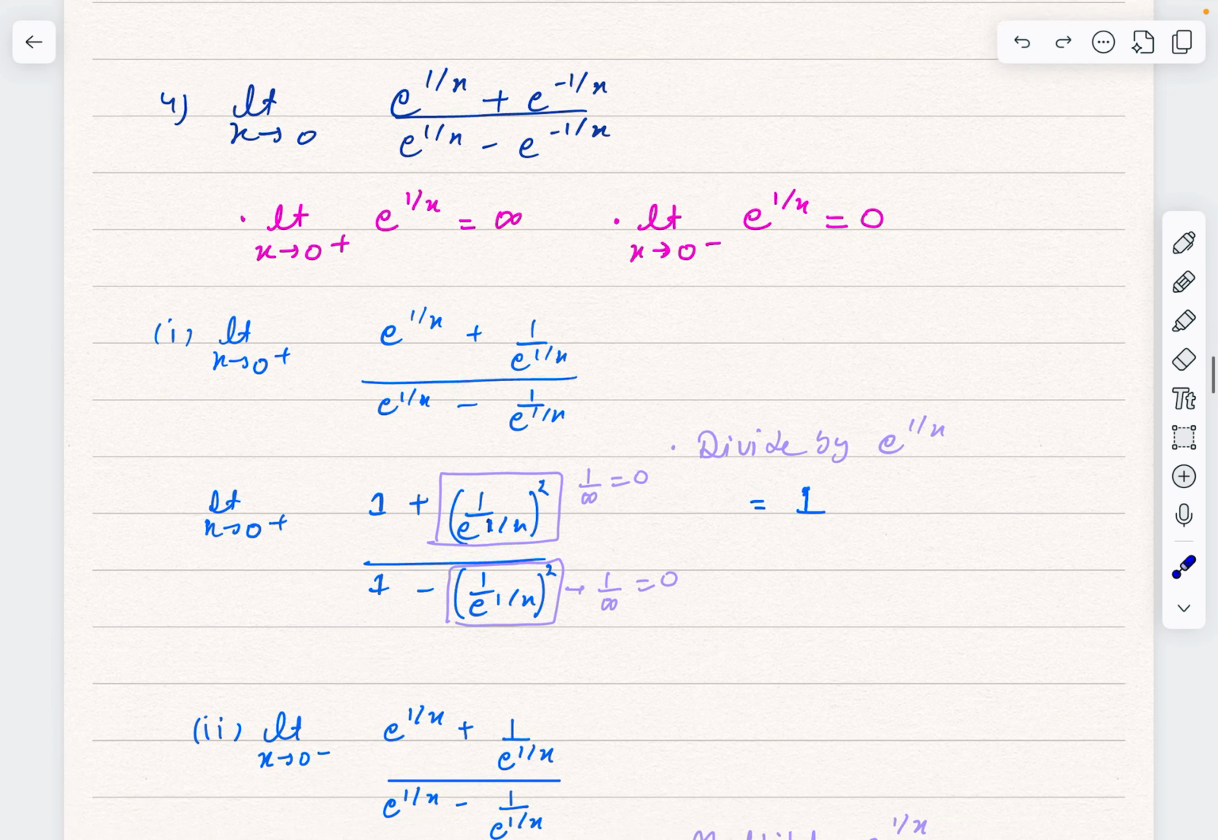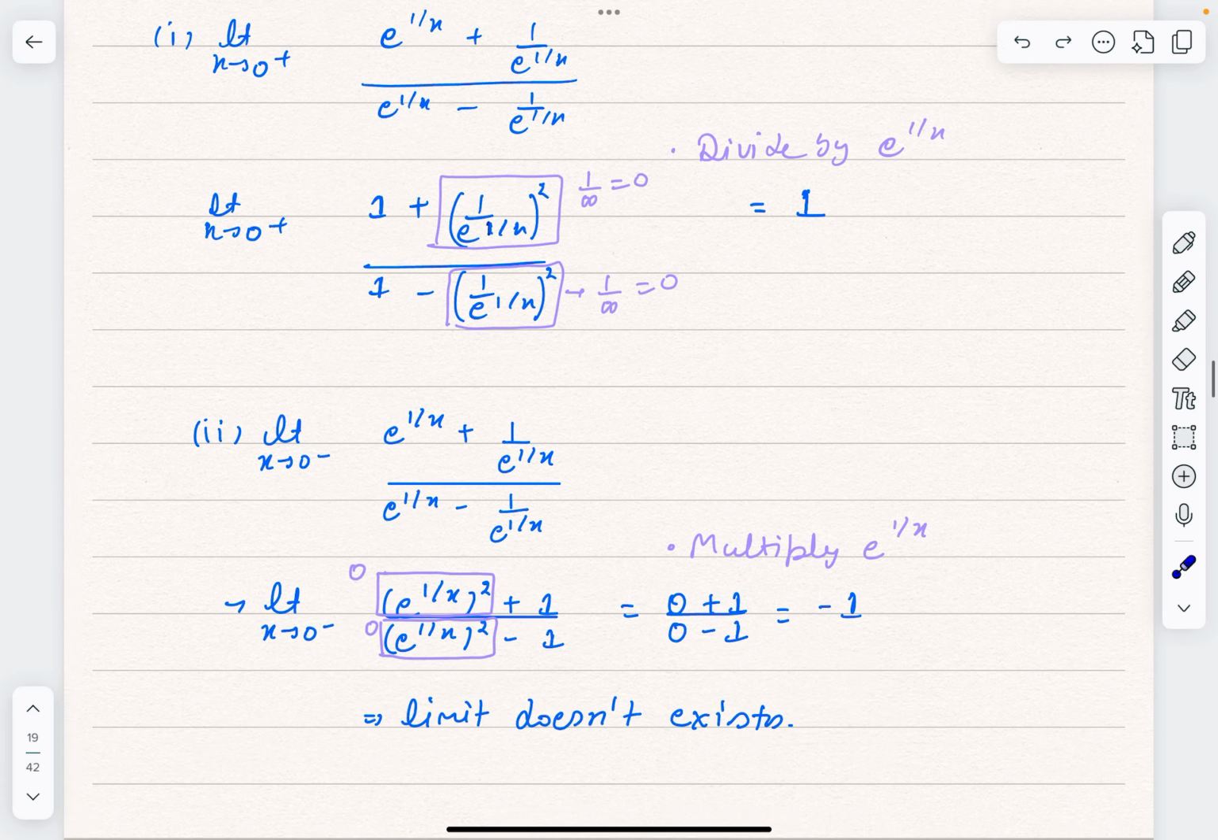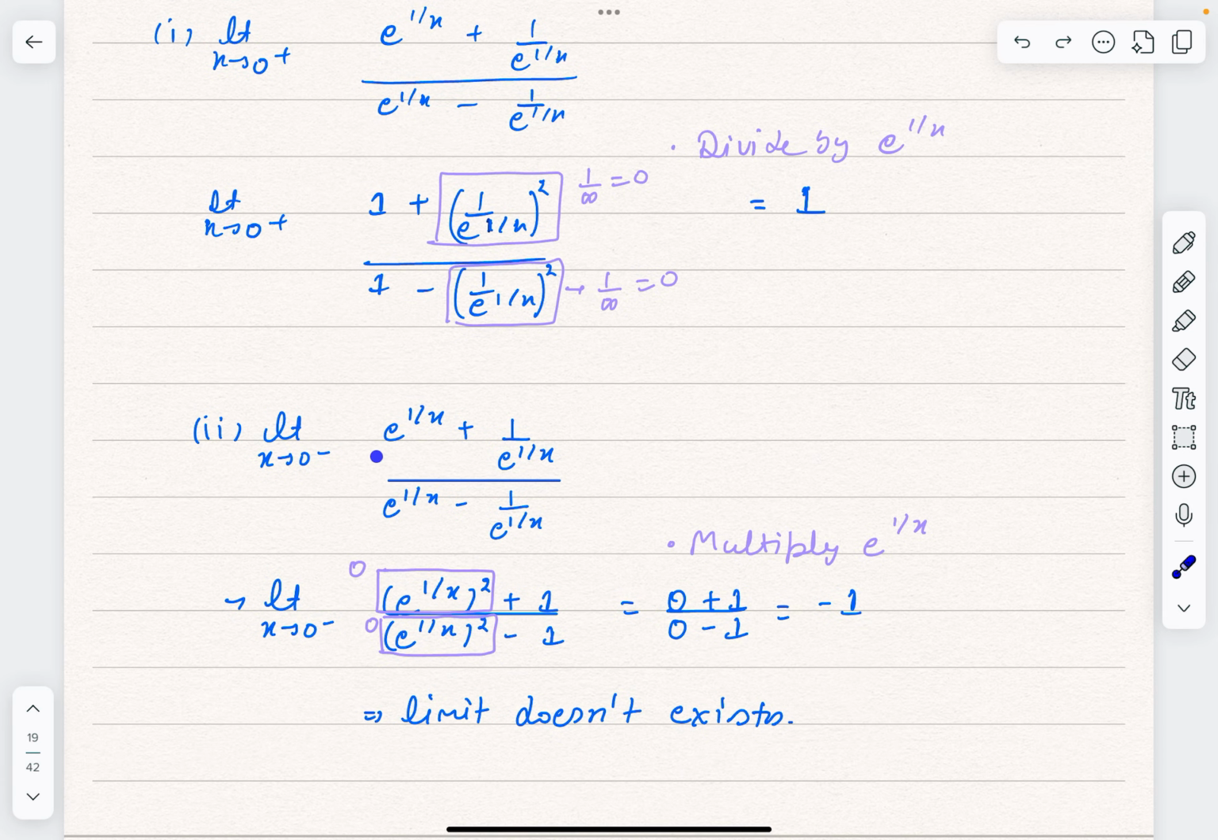In the next case, when x tends to 0 negative, again we have the same thing here: e power 1 by x plus 1 by e power 1 by x, over e power 1 by x minus 1 by e power 1 by x. In this case, we multiply with e power 1 by x because e power 1 by x is 0. So if I multiply with e power 1 by x both sides, you get (e power 1 by x square plus 1) over (e power 1 by x square minus 1).